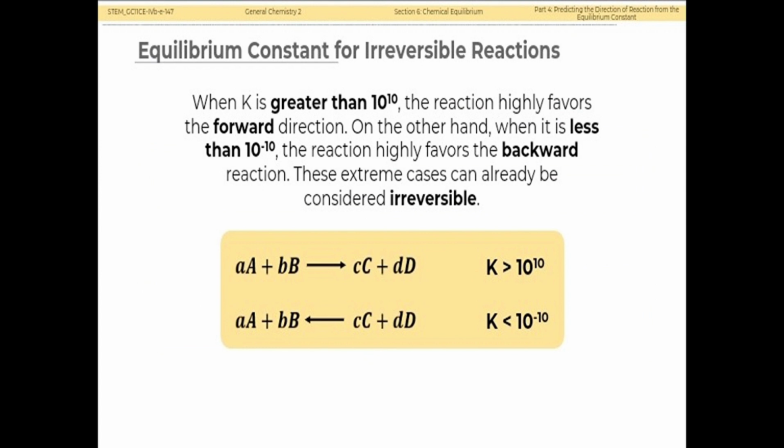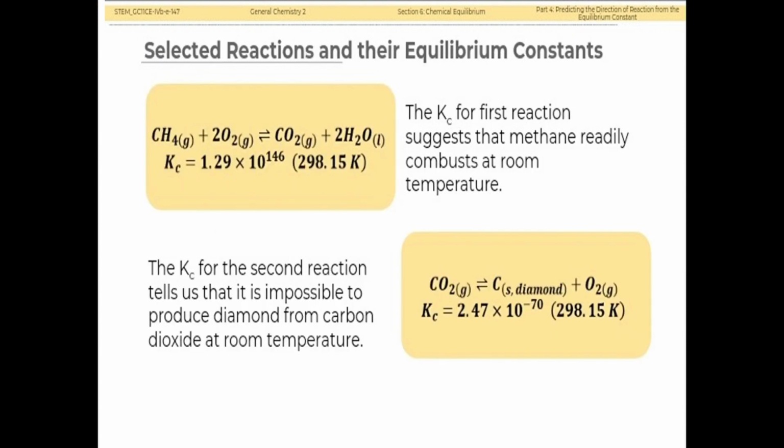When K, or equilibrium constant, is greater than 10 raised to 10, the reaction highly favors the forward direction. On the other hand, when it is less than 10 raised to negative 10, the reaction highly favors the backward reaction. These extreme cases can already be considered irreversible.